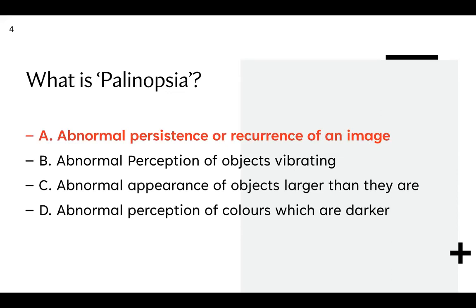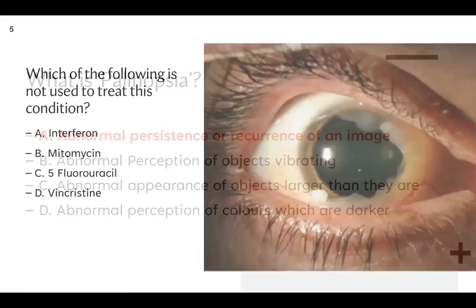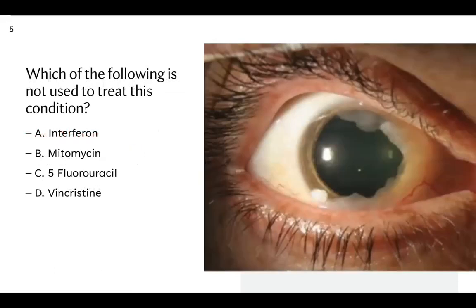60% of the people got it right, which is great. Our next question is this. This is an image that you can see. Which of the following is not used to treat this condition? Is it A, interferon? Is it B, mitomycin C? Is it C, 5-fluorouracil? Is it D, vincristine? Your time has begun and it's counting down.